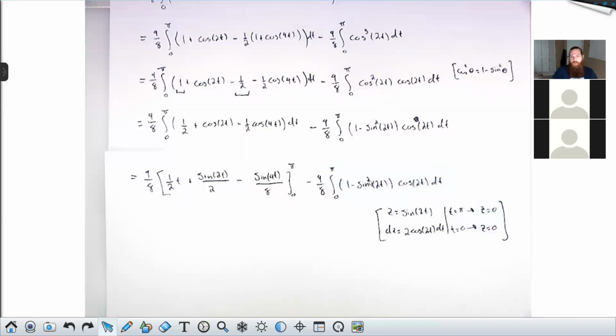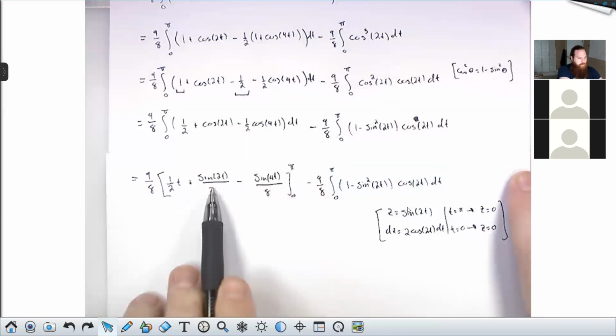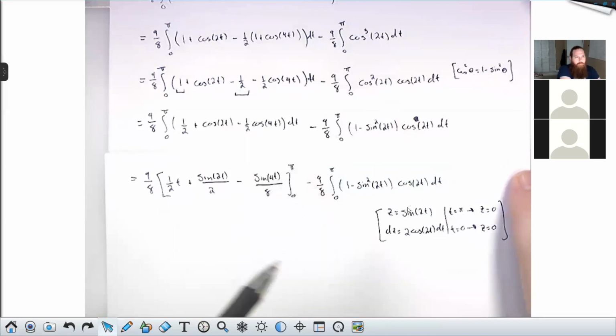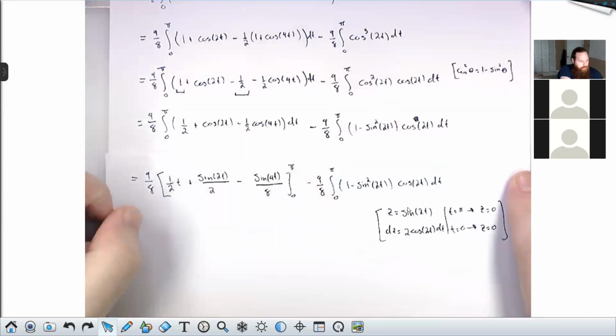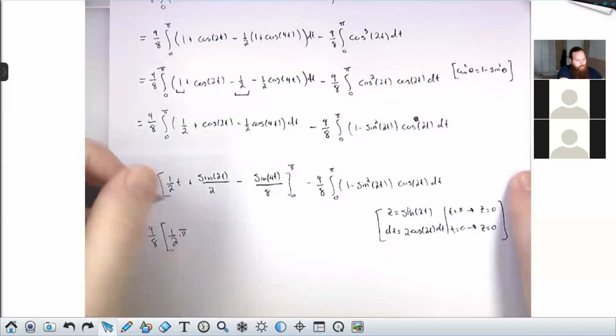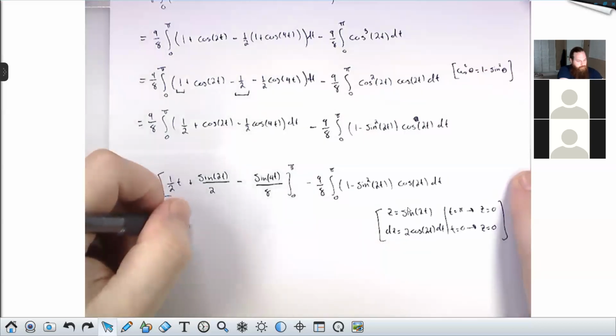But I'll go ahead and pretend like it isn't. I'll pretend like I can't tell that it's going to be 0. And just for fun, we'll get to see what it looks like. The evaluation step here is similarly trivial, because sine 2t and sine 4t, when you plug in either of these bounds, they're 0. So this first piece is really just going to be 1/2 times pi. Everything else is 0.